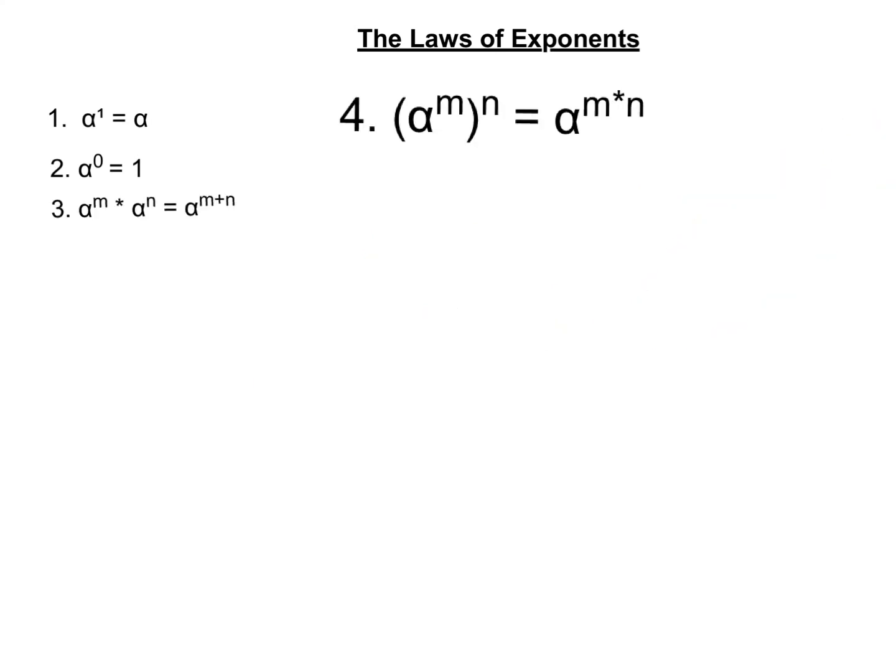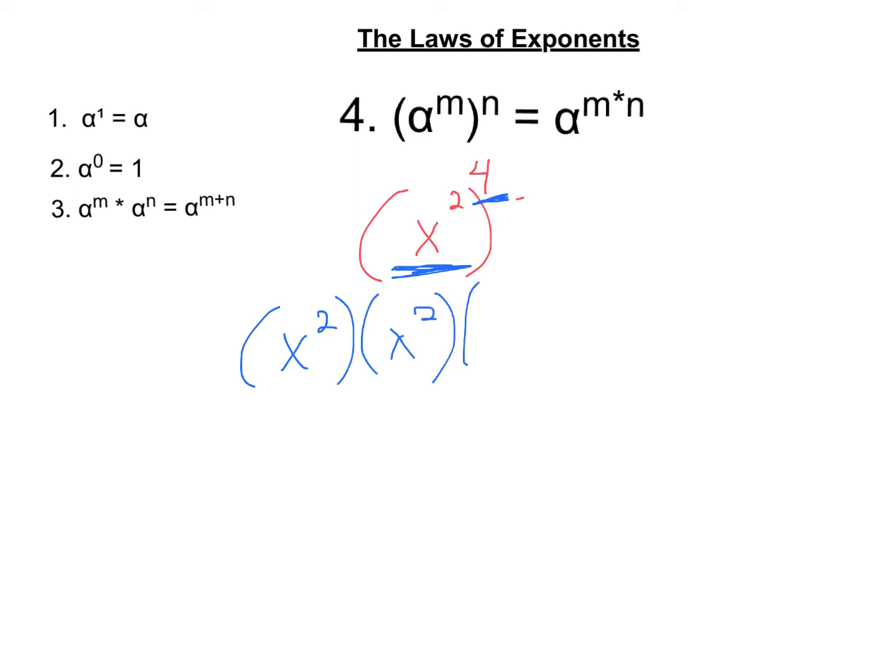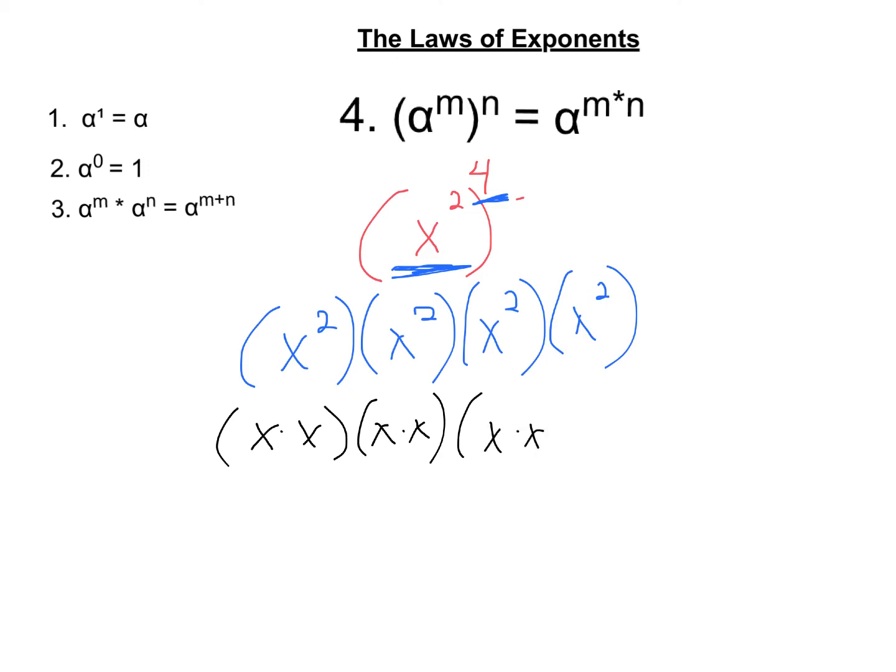Okay? Our next rule, if I take common base a to the mth and I raise it to the nth, I multiply. So if I take x squared and raise that to the 4th power, this 4 on the outside says I'm going to take this base and multiply it by itself 4 times. So x squared times x squared times x squared times x squared. If you want to break that down further, you don't have to do this. I'm just doing this so people can see what these rules are doing.